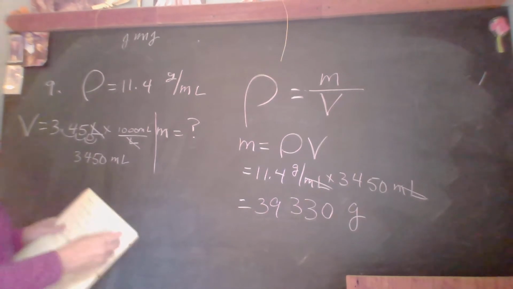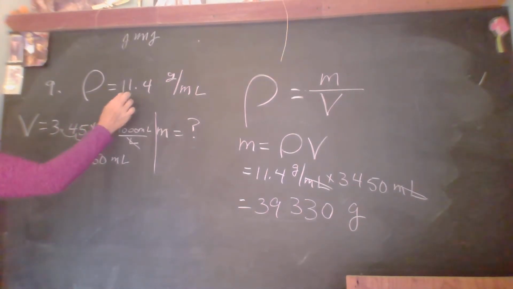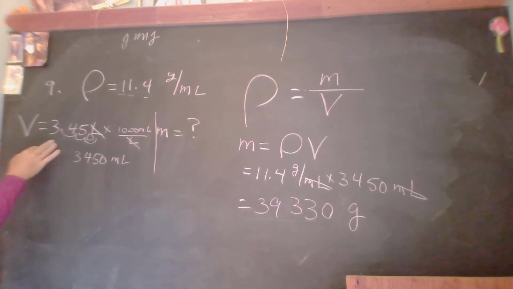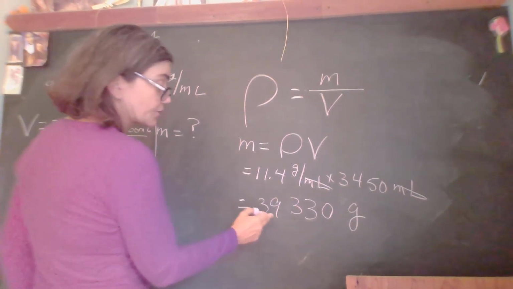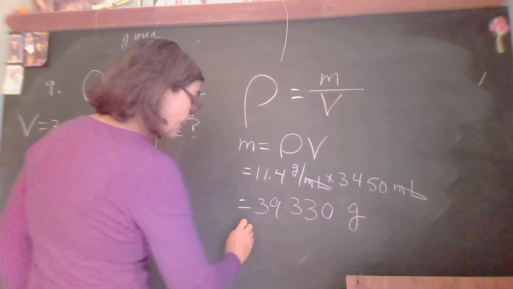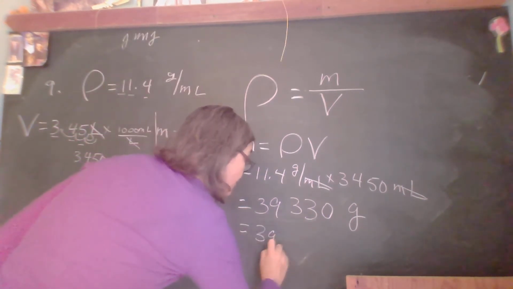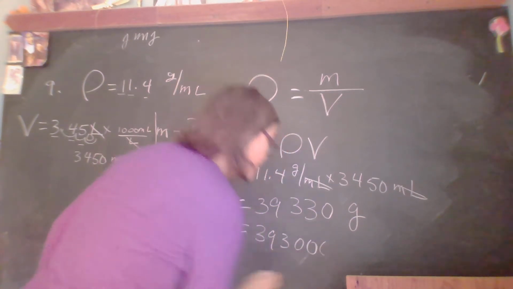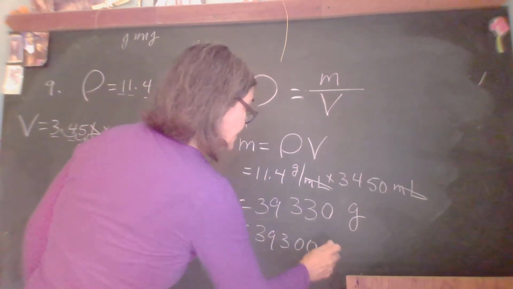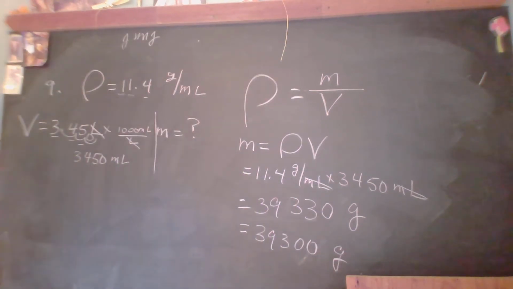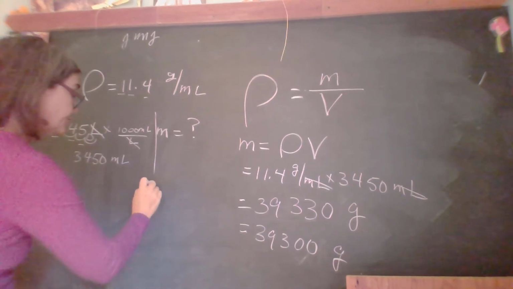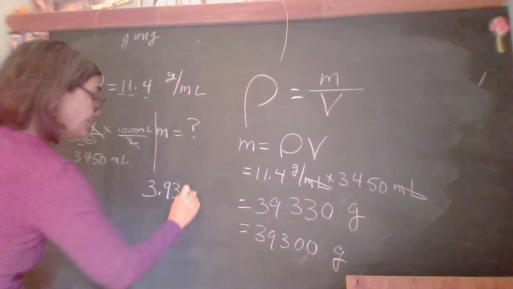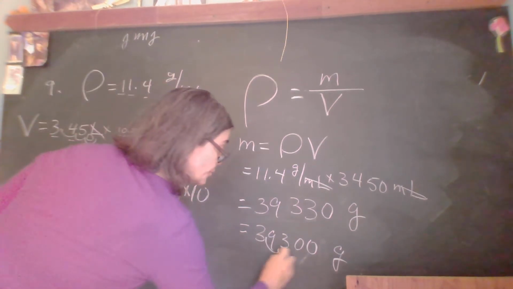So to express this, let's look. How many significant digits here? That's 3. How about in our volume? There's 3. So we should be expressing 3. So we're going to round this to 39,300, right? Okay. Now we're going to express it in scientific notation. So that will be 3.93 times 10 to the 4 grams. 1, 2, 3, 4.